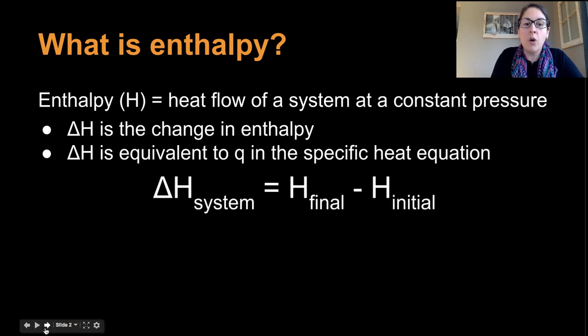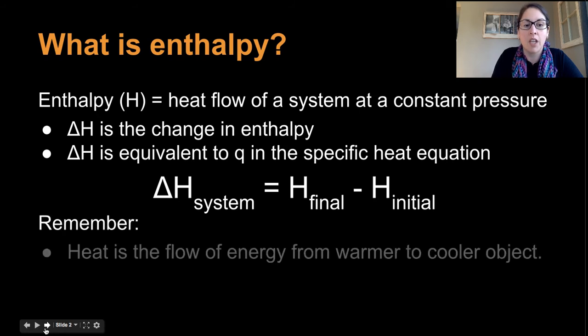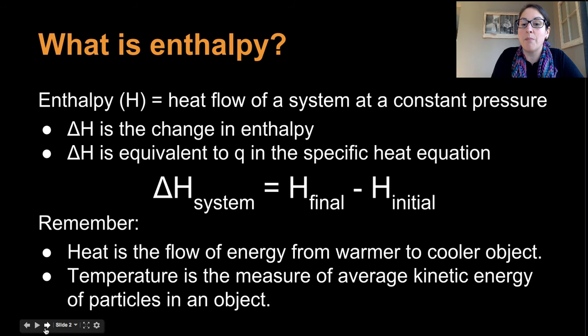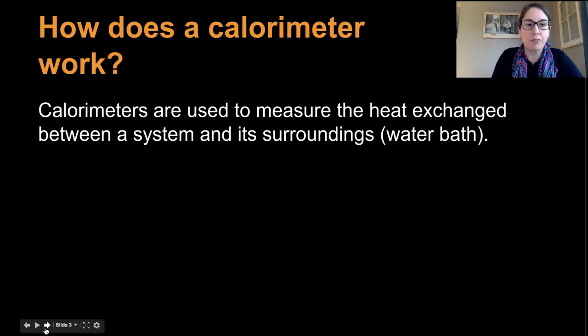We've looked at this a couple of times already, but the change in enthalpy of a system is equal to the final enthalpy minus the initial enthalpy, or the final heat minus the initial heat of that system. Remember, heat is the flow of energy from a warmer to a cooler object, and temperature is the measure of average kinetic energy of particles in an object. They're different things, and people often get those confused, so make sure you're very mindful of that.